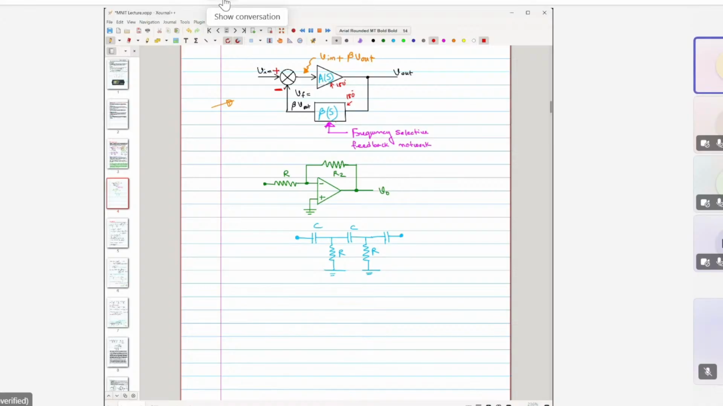But if you compare it with the earlier image, here I have written A of S and this beta of S. Now what does this S signify? You know, this S is basically j omega. So it indicates that this amplifier response is also frequency dependent. That is the case, you know that, right? This feedback network, which is a passive network, this passive network response also depends on the frequency. So to denote that, we have written A(S) and this beta(S).